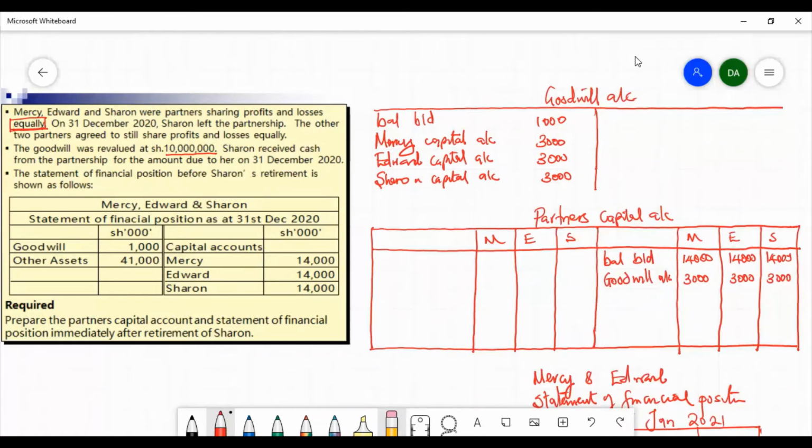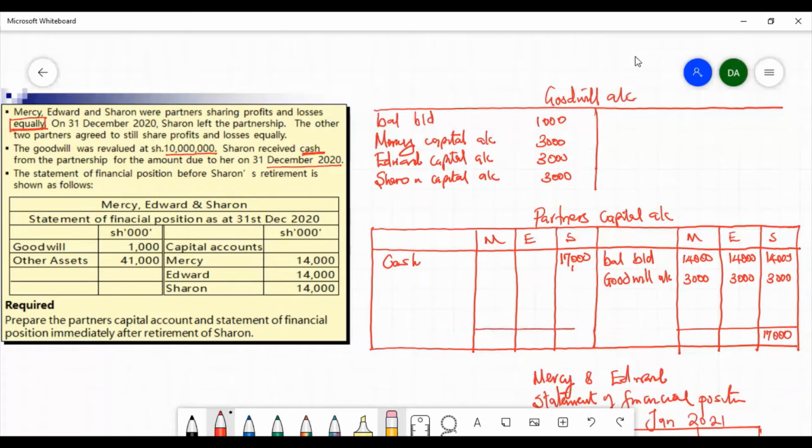Then Sharon retired from the business, and after retirement, Sharon was paid in cash the amount that is owed to her on 31st December 2020. Now, to settle Sharon's balance, we have cash of the total that is owed to Sharon. The total that is owed to Sharon we can get by determining the total for this column, which is 17 million. Therefore, Sharon will withdraw 17 million from the partnership in cash. That is a debit entry.